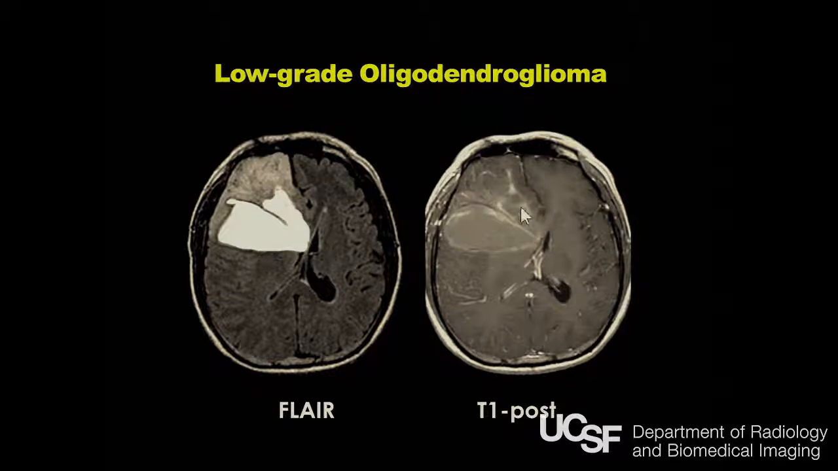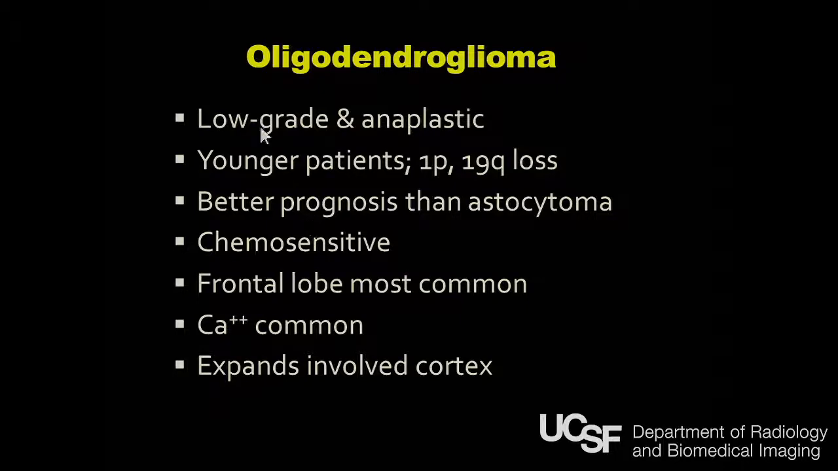Oligo is a special kind of glioma. We now learn a lot more about these tumors. These tumors like to expand the cortex, but this is the particular tumor that has that unique chromosomal abnormality where there is a very specific loss on chromosome number 1 and chromosome number 19, so-called 1p19q loss. And if an oligo has 1p19q loss, those are actually the better prognostic subgroup. Oligo tends to affect more younger patients. It's a better prognosis than astrocytomas, often frontal lobe, often contains calcification.